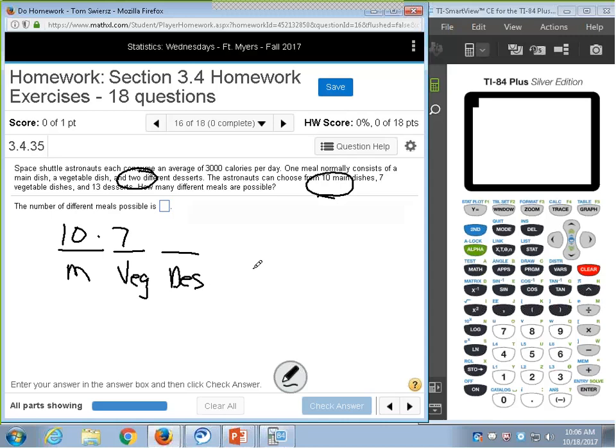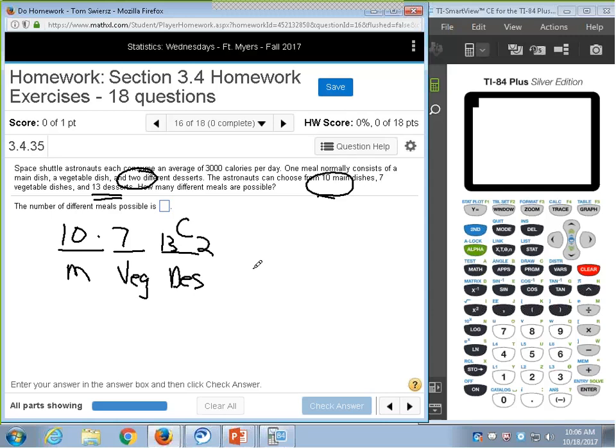When you select the 2, like if you choose apple pie, peach pie, does the order matter? If you pick apple and peach, or first peach and apple, you get the same 2 desserts. Order doesn't matter. So it's a combination, because you got 13 and you're selecting 2. See, the other ones, it's just a number because you're only selecting 1 main dish, 1 vegetable. But here, you're selecting 2 desserts from a total of 13, so you have to do 13C2. Get that number and multiply, right?